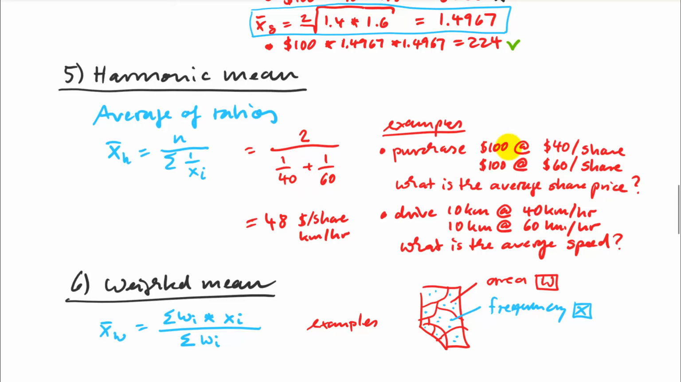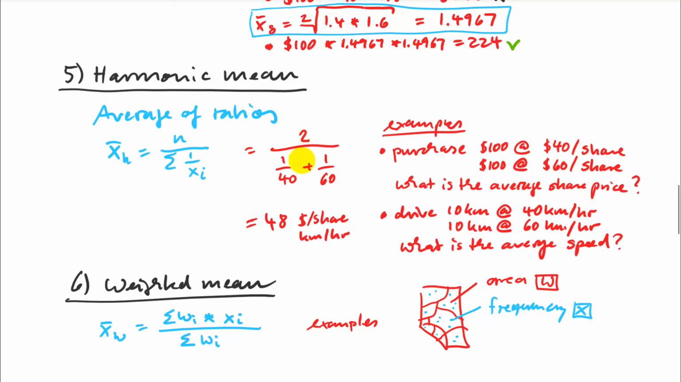If I buy $100 worth of shares at $40 per share, and then I buy another $100 worth of shares at $60 per share, what's the average share price that I paid? Or if you drive 10 kilometers down the road at 40 kilometers an hour and then 10 kilometers at 60 kilometers an hour, what's my average speed? So it's all the same kind of question. In each case, it's actually a ratio that I try to average. And then this formula comes in handy.